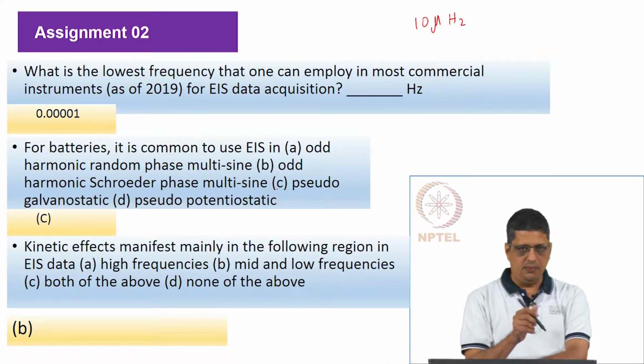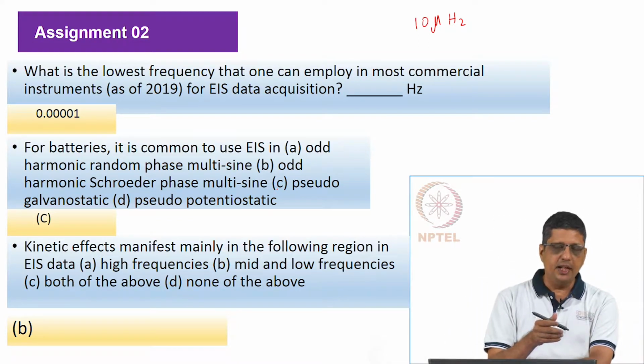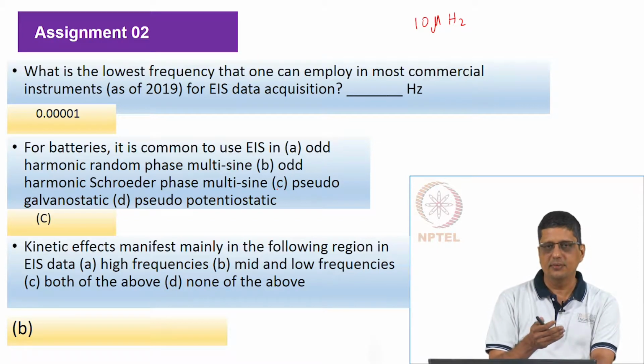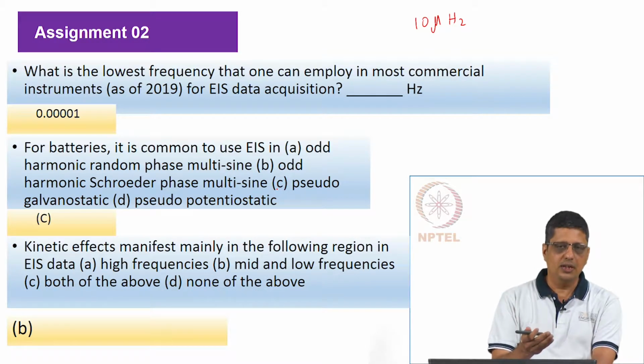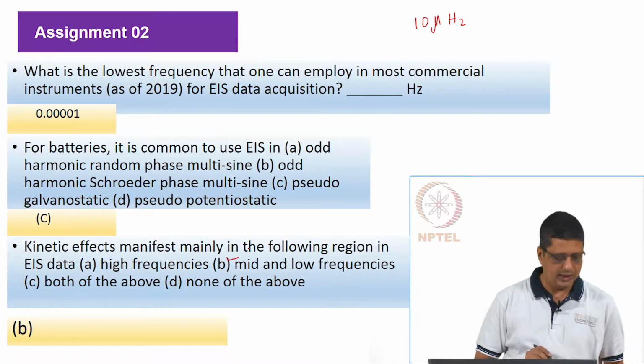And in general, kinetics manifest in low frequency or high frequency or mid frequencies. Kinetics usually manifest in the mid and low frequencies. At high frequencies, most of the current passes through the double layer capacitor. So, we will not have any significant impact on the kinetics. B is the correct choice here.